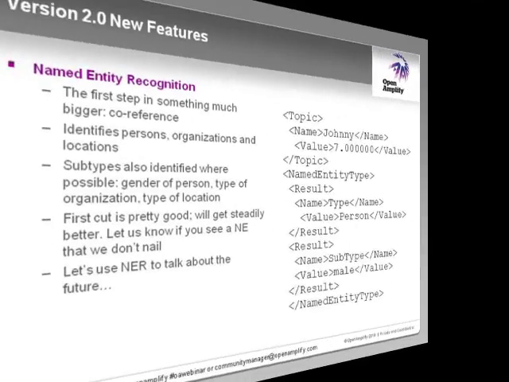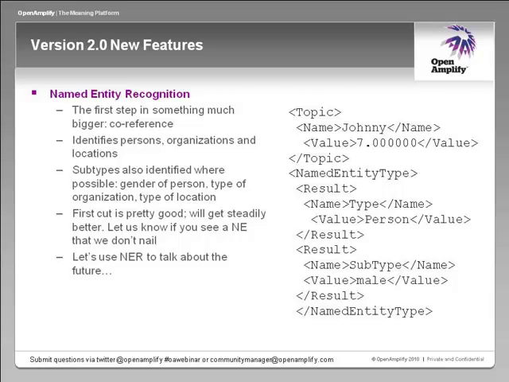Now let's move on to something that's very, very important here. In a lot of ways, this precursor feature called named entity recognition is a real cornerstone for what you're going to be seeing in the future from us. Named entity recognition, or NER, is the first step in something much bigger called Coreference, which we'll talk about in a couple of slides from now.